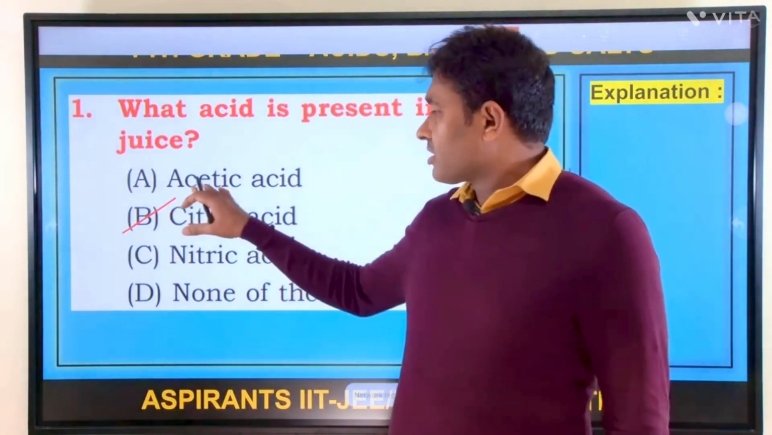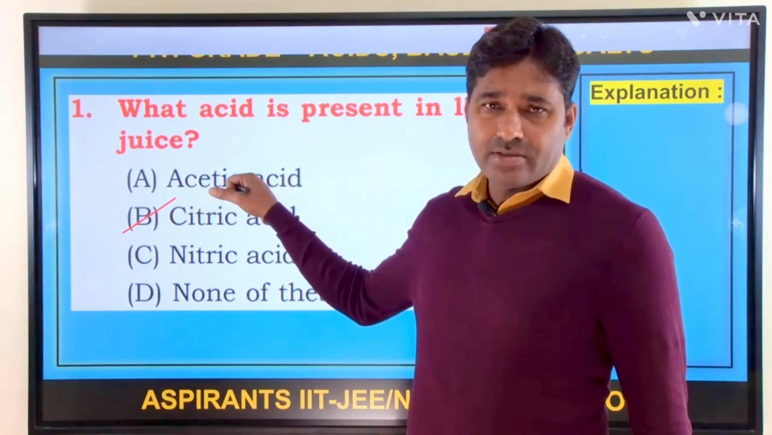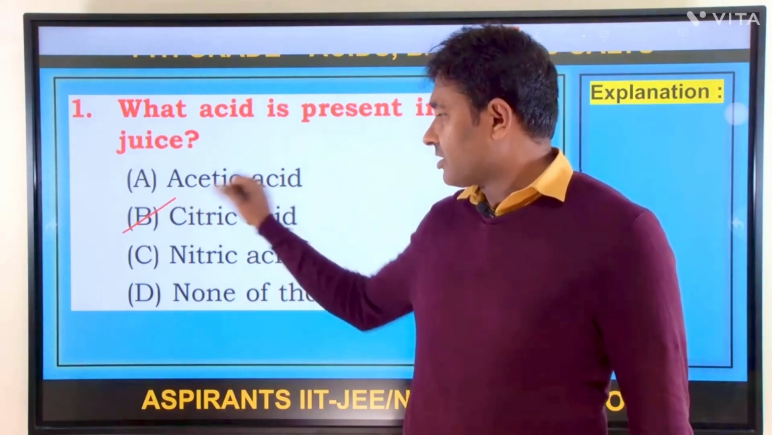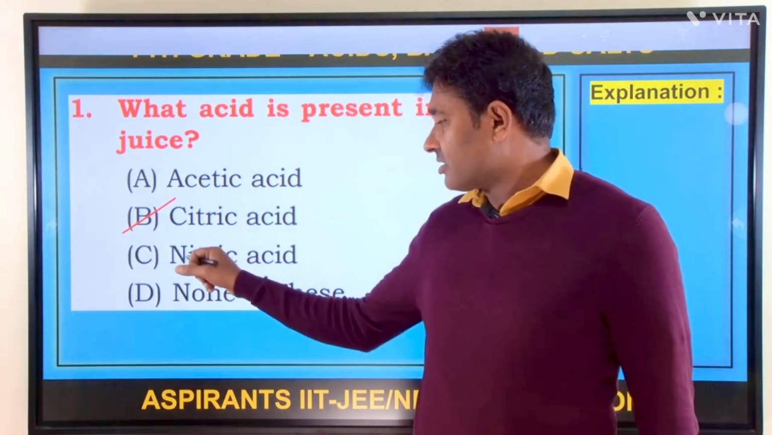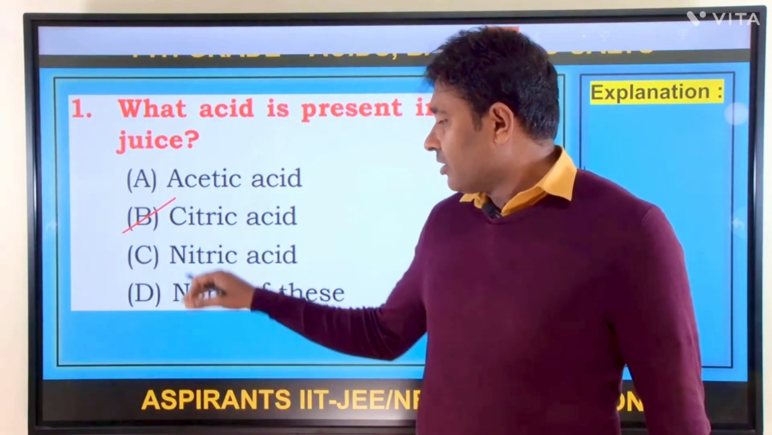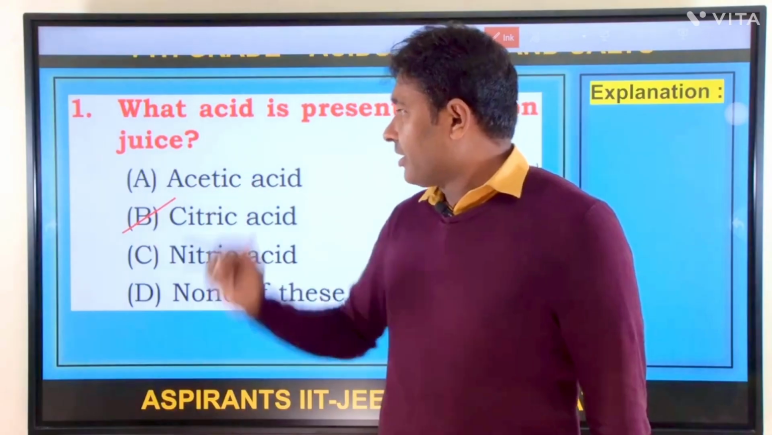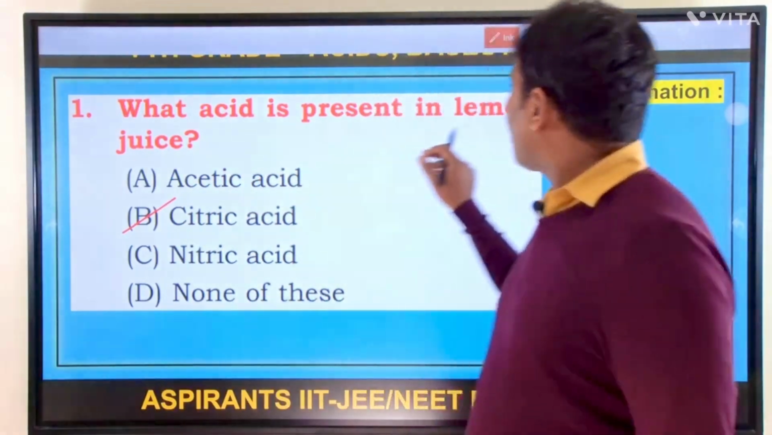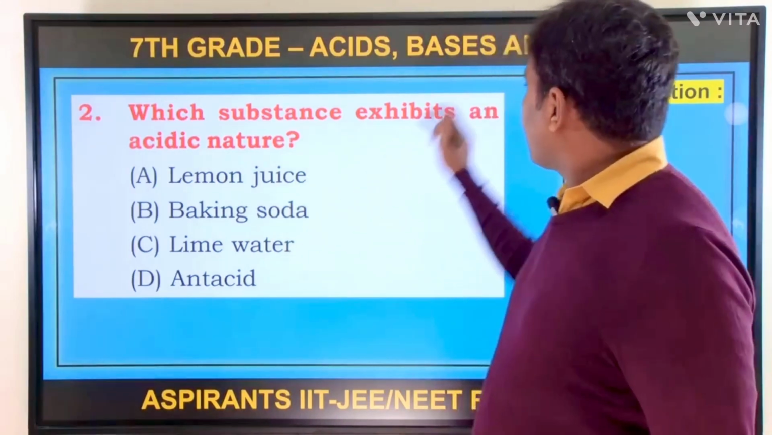Acetic acid is also an organic acid. It occurs in vinegar. Nitric acid is an inorganic acid. It is prepared in the laboratory. It is a mineral acid. So our correct option is B. Now we go to the second question.